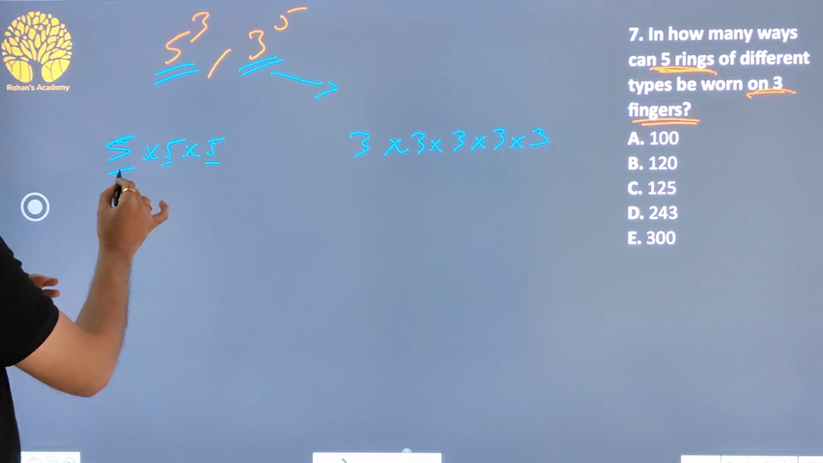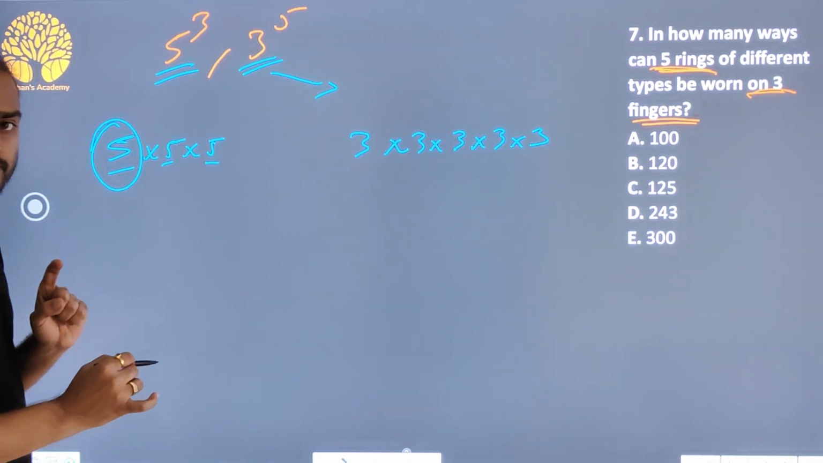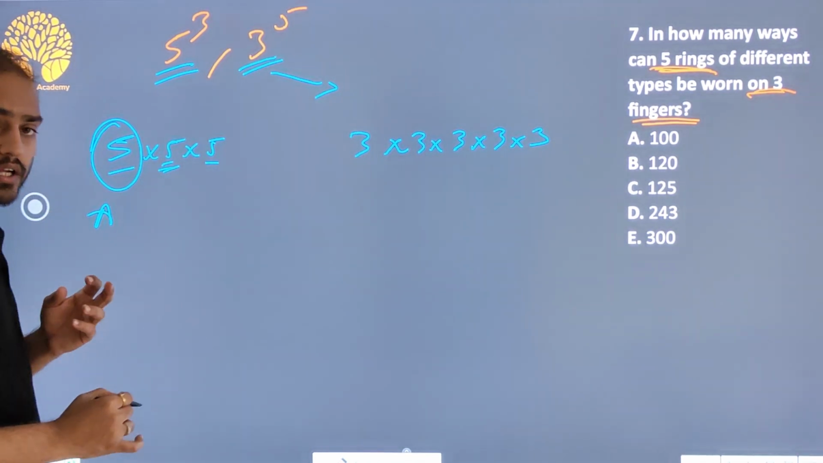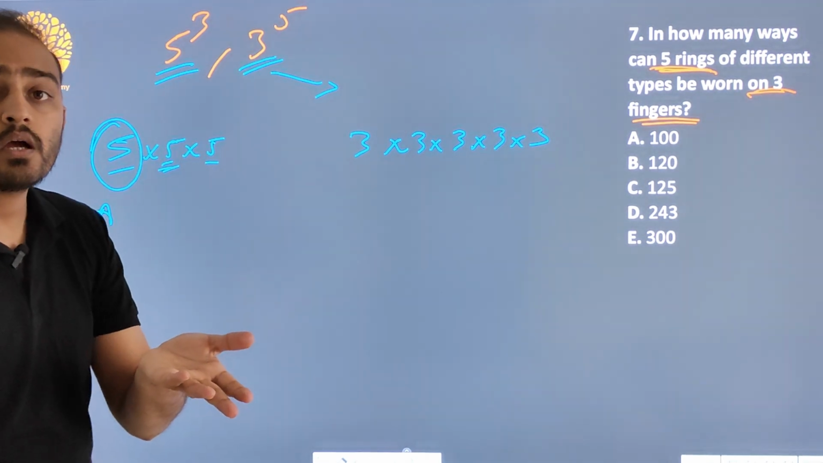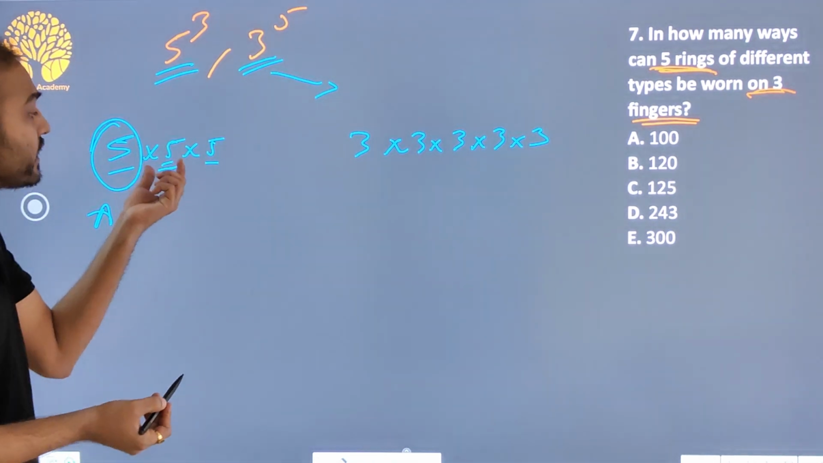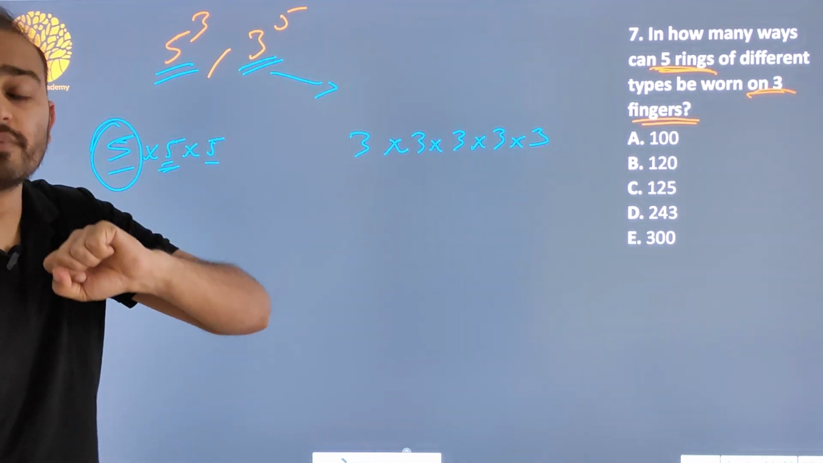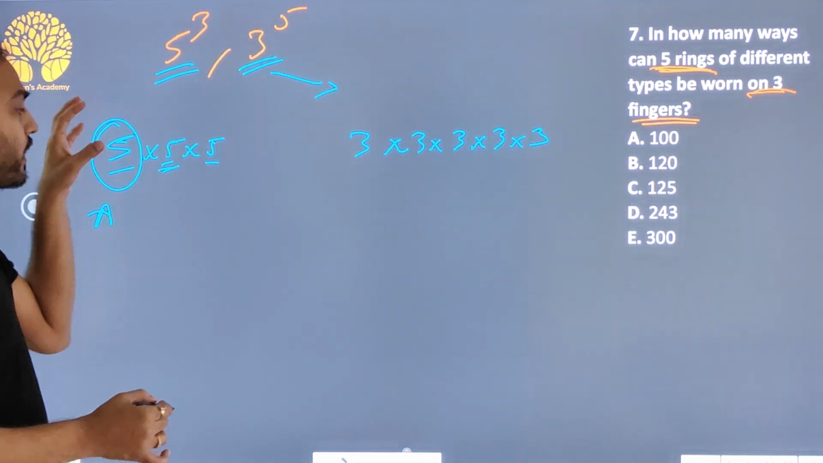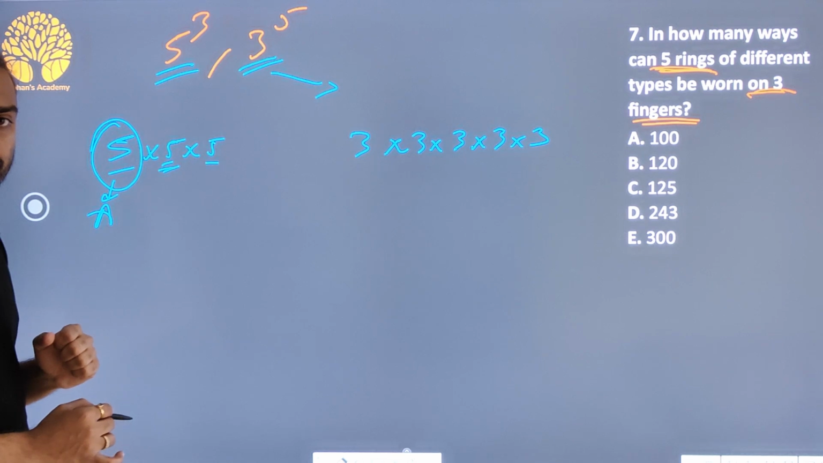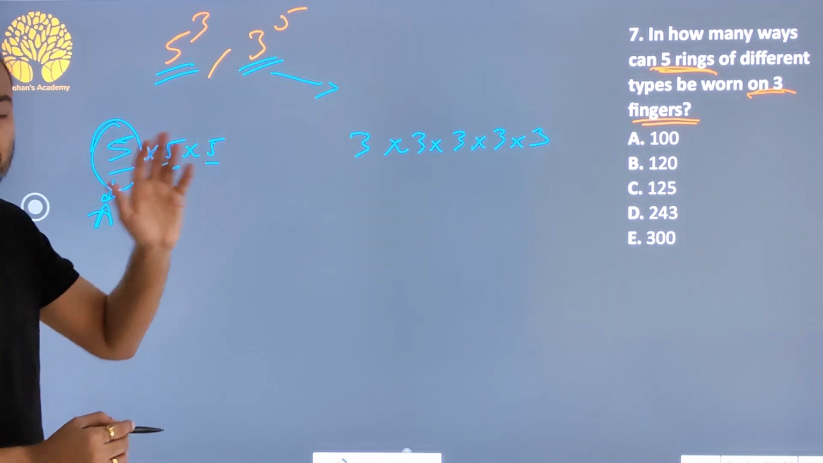So 5 into 5 into 5 means for the first finger, you have 5 options. Say I pick ring A. Now, for the second finger, again you are saying you have 5 options, but you don't. Ring A you have already worn on the first finger. So where is ring A again available? See, this into means it is all happening at the same time. It means I want this and this and this. So there itself this is wrong.